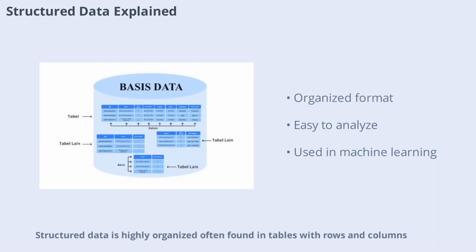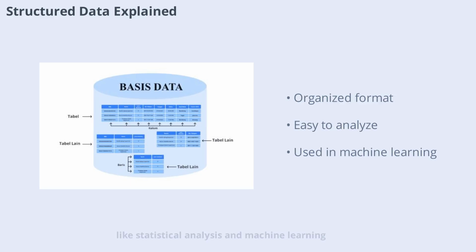Structured data is highly organized, often found in tables with rows and columns. This format makes it easy to process and analyze, whether by humans or computers. Examples include spreadsheets, databases, and CSV files. Structured data is essential for tasks like statistical analysis and machine learning, where consistency and clarity are crucial. It's the backbone of most traditional AI systems.